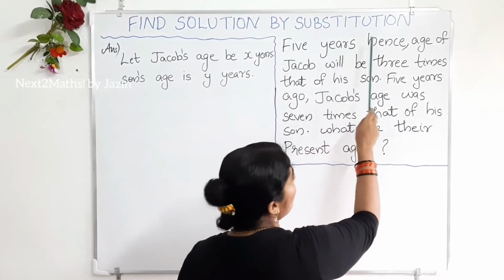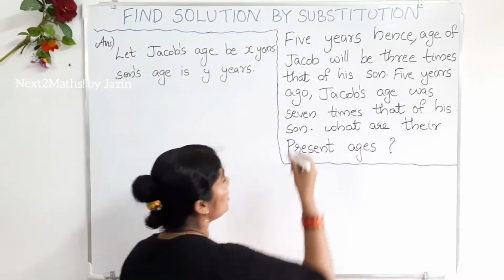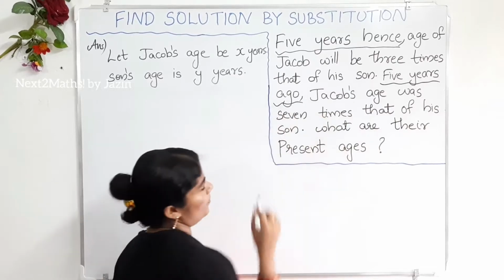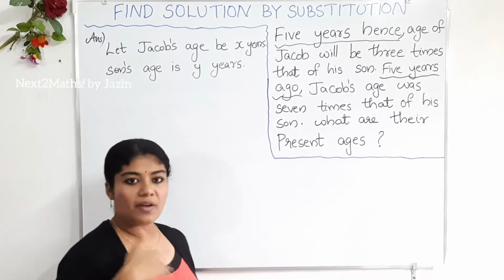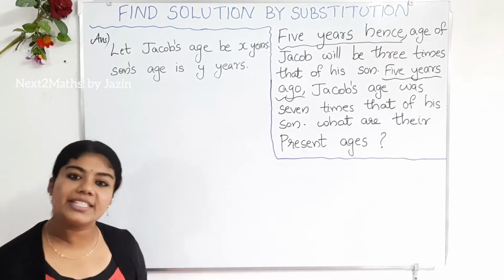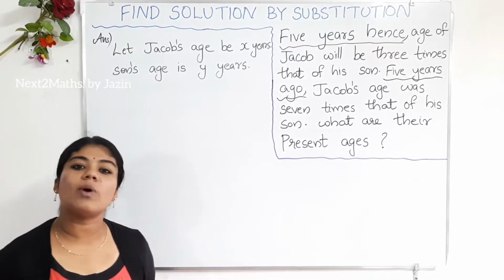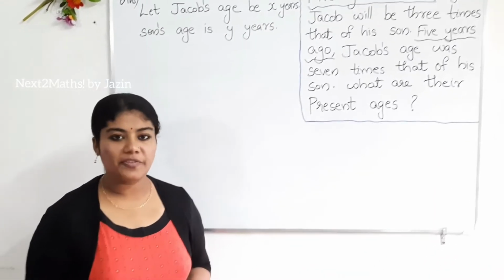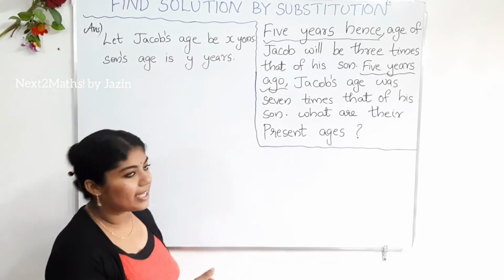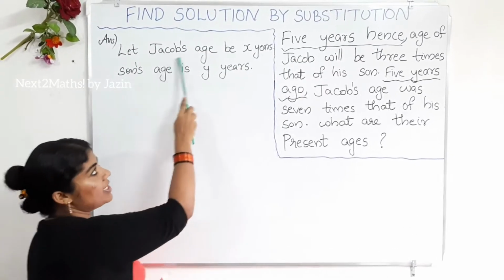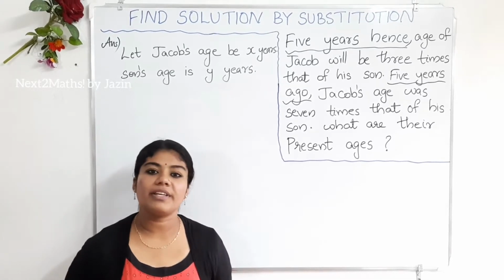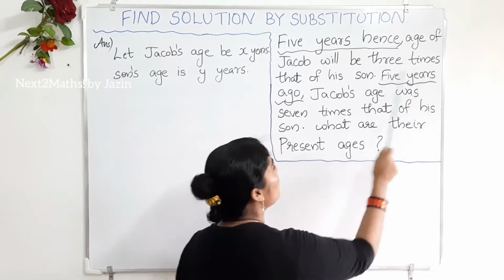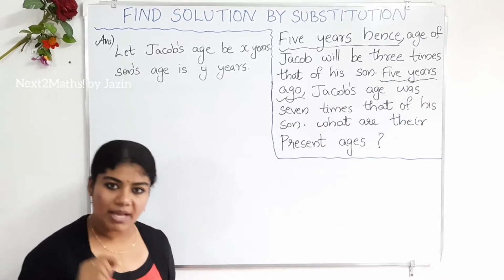Here in this question it is written 5 years hence and here 5 years ago. So 5 years hence means after 5 years. See, suppose your age is 10 years now. After 5 years, what is your age? 10 plus 5, we are doing addition. Here we don't know the age. Suppose Jacob's age is x now. After 5 years, x plus 5. That is 5 years hence. Similarly, 5 years ago means x minus 5.